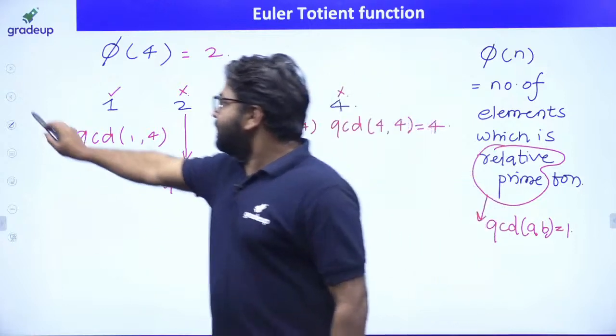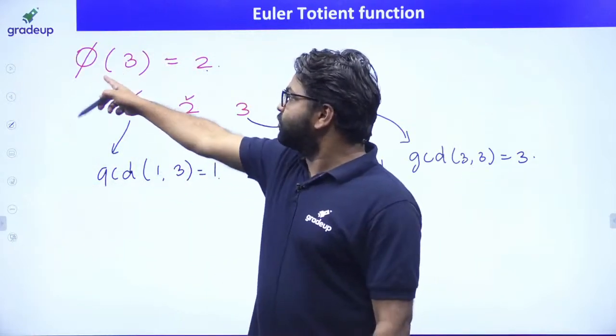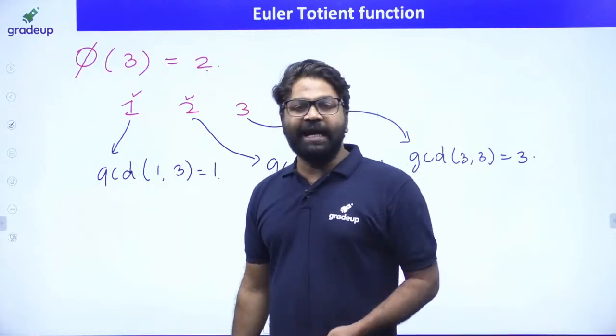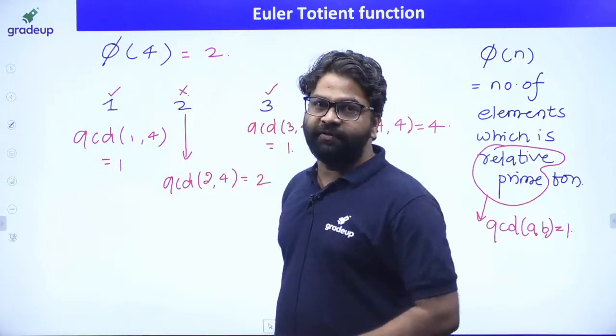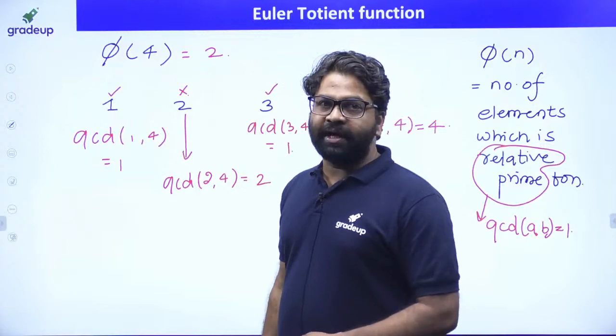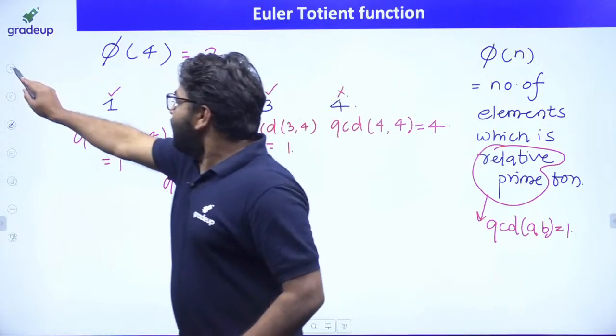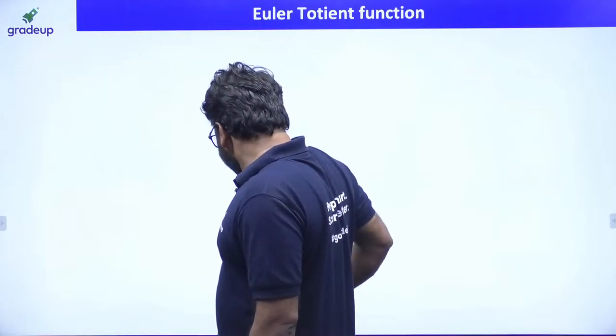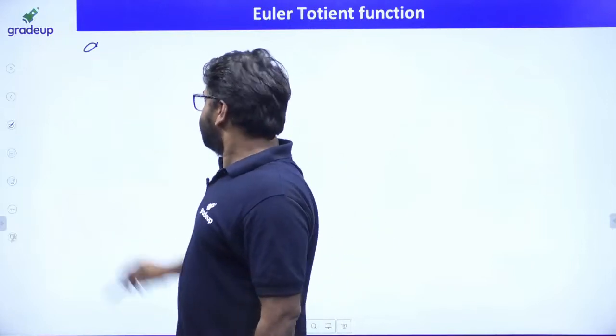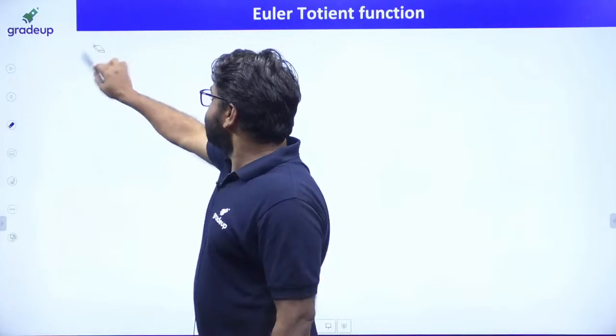As we saw in the previous one, the totient function of 3 gave the answer 2. Here, the totient function of 4 again gives the answer 2. Now let's take another example: the totient function of 12.